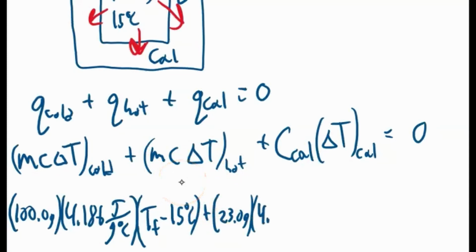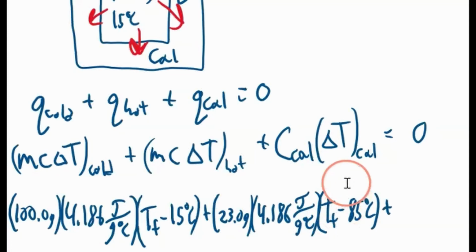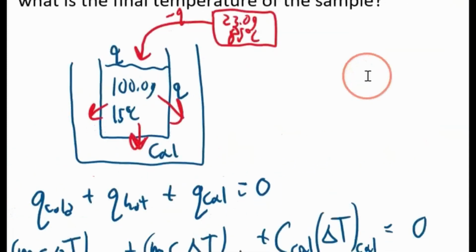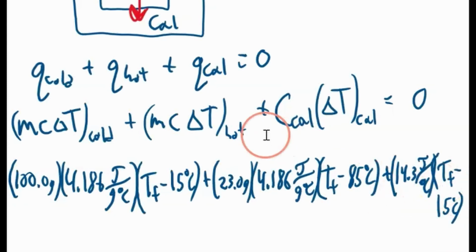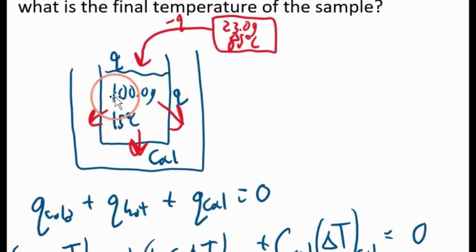The heat capacity, it's still water, so we'll put in the same number, 4.186 joules per gram degrees Celsius. And its change in temperature will be whatever the final temperature is, that's what we're solving for, minus its initial temperature, 85 degrees Celsius, plus the heat capacity of the calorimeter, which is 14.3 joules per degree Celsius. So just squeeze it in here. The change in temperature is now T final. We don't know what the final temperature is, but the initial temperature has to be 15 degrees Celsius because it has to be the same temperature as what this sample is.